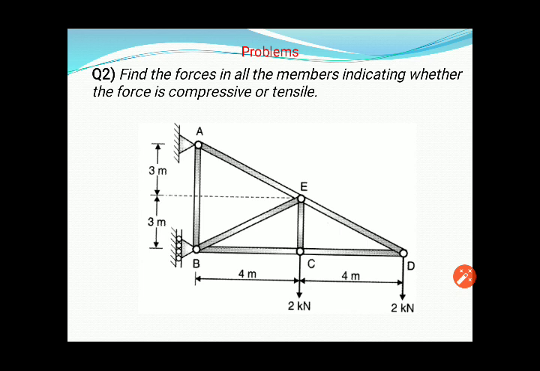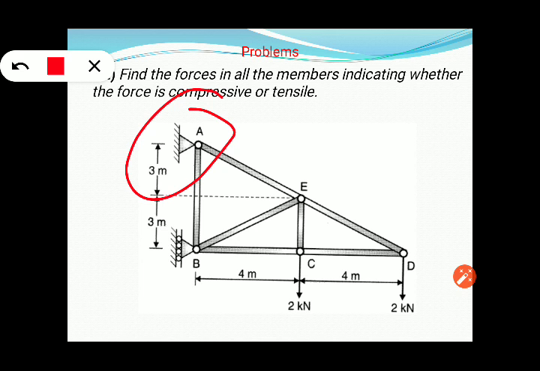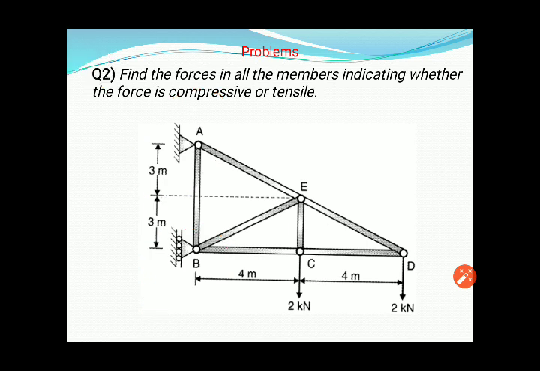Now this is also a truss. Now this is a cantilever truss. Find the forces in all the members, indicating whether the force is compressive or tensile. Now what we know, the first step is to find the support reactions. For support reactions, you just have to see the supports and replace the supports by reactions. So support A is a hinge support, support B is a roller support. So find the support reactions and draw the free body diagram first.